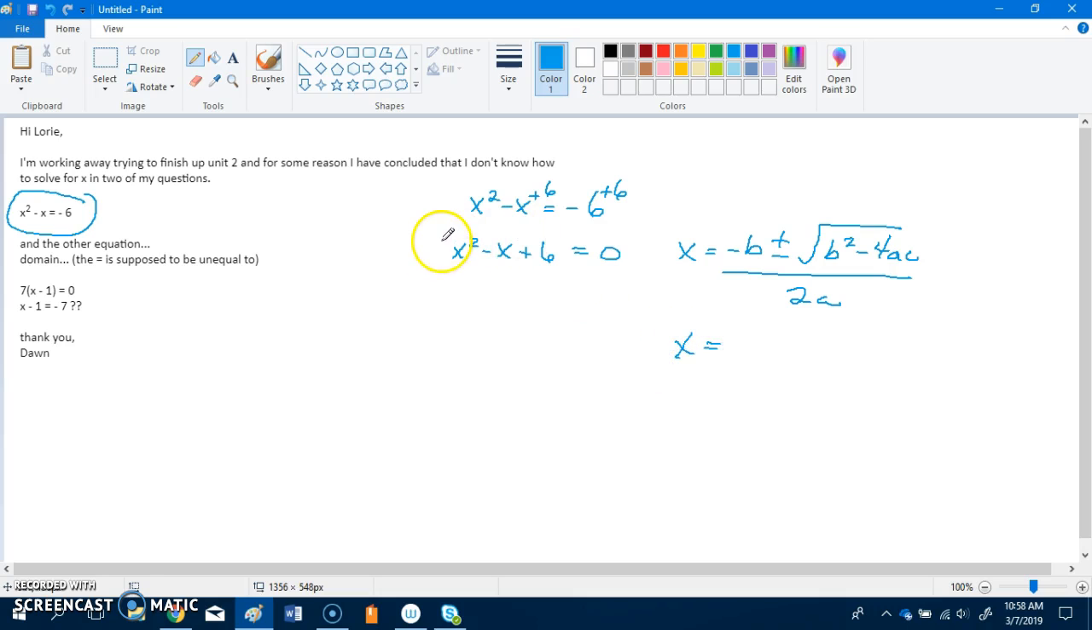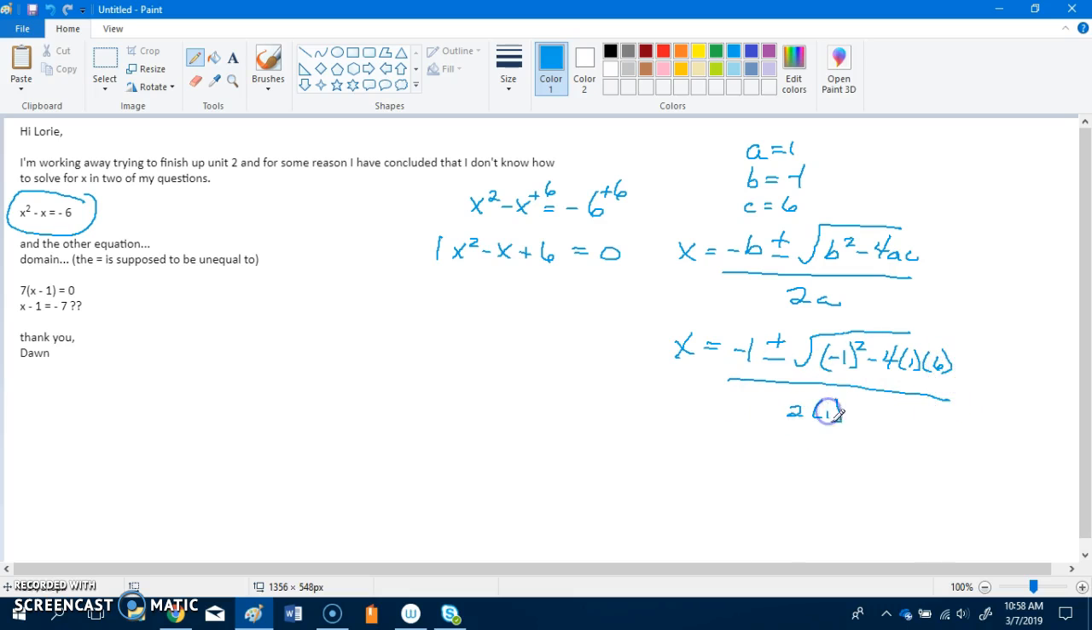So a is going to be 1, b is equal to -1, and c is equal to +6. I always like to write down what my variables are. So my formula will then look like this, all over 2 times 1.